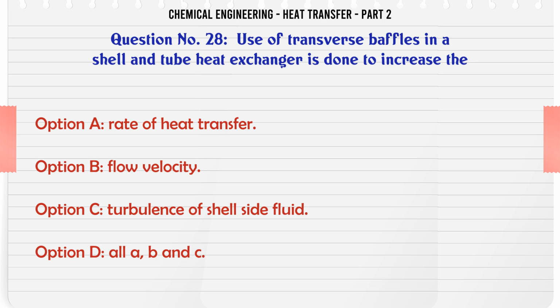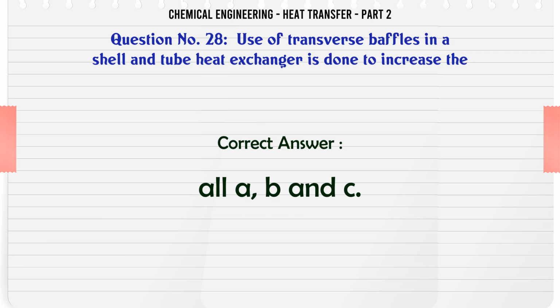Use of transverse baffles in a shell and tube heat exchanger is done to increase the A. rate of heat transfer, B. flow velocity, C. turbulence of shell side fluid, D. all A, B and C. The correct answer is all A, B and C.